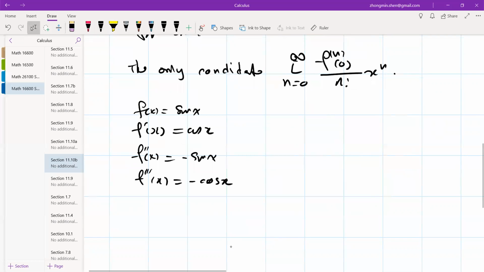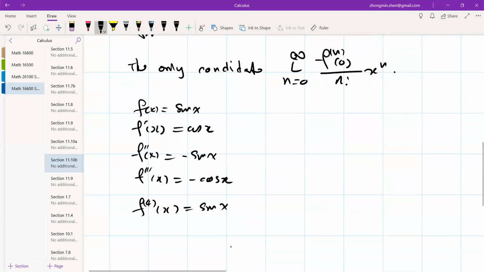Right? Can we get a general formula? And then the fourth derivative is going to be sine x again. So it is periodical. Okay? And the fifth is going to be cosine x. So clearly, this is a pattern. Okay?